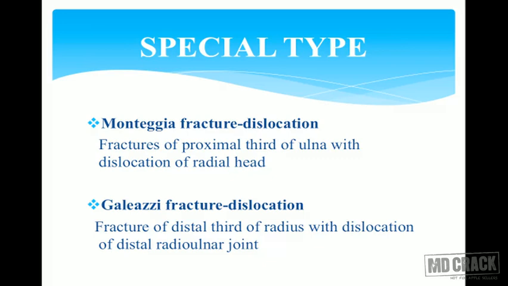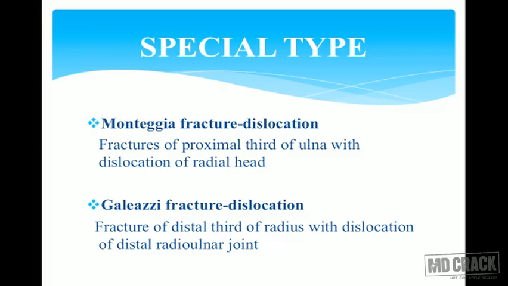The important types of fractures which are the special types in the forearm, which may come in again as an MCQ, are Monteggia fracture dislocation, and second is the Galeazzi fracture dislocation. They are very closely related, but there is a slight subtle difference in both, and that could be very tricky for you all. So let's come to the Monteggia fracture dislocation.